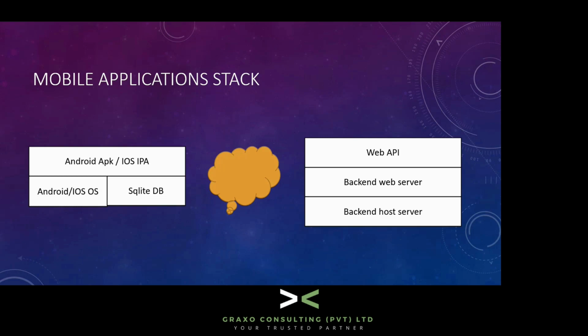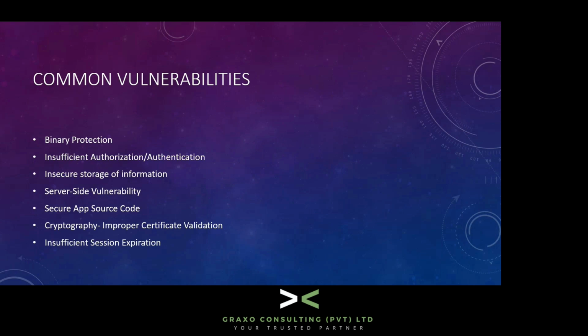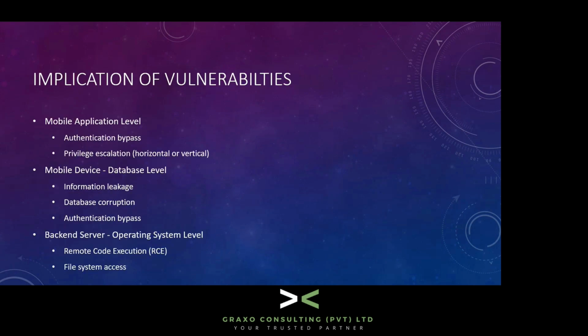Even if you get more expert, you will split these blocks into more categories. This is the design of a mobile application. The implication of a vulnerability is very simple, it could be at any level: mobile application level, mobile device or mobile phone level as well, and backend server level as well. So what could be at the mobile application level? For example, if you have a banking application or a social media application, what could be the impact if there is a vulnerability or a misconfiguration in the mobile application?